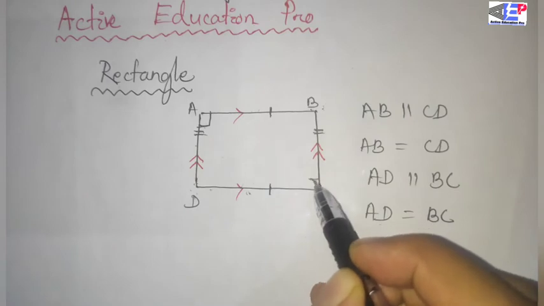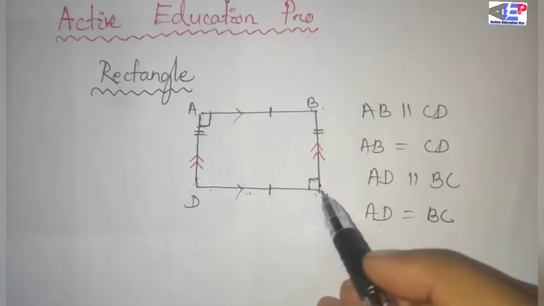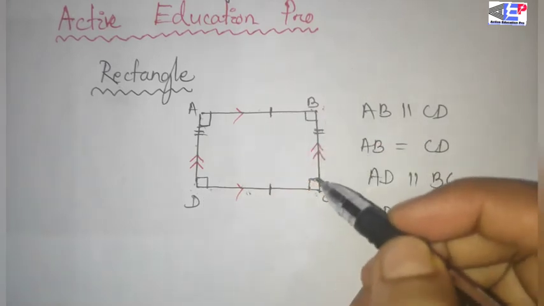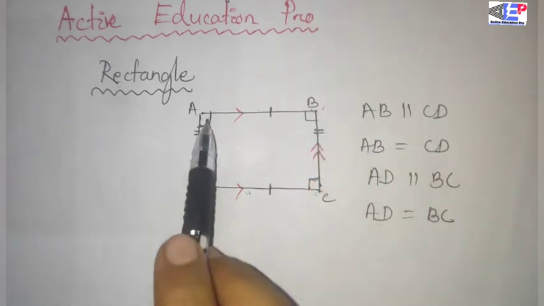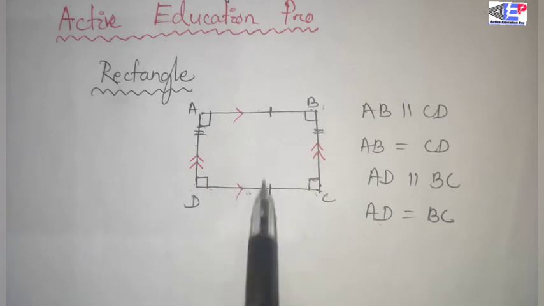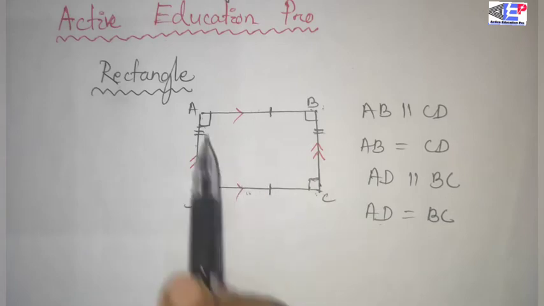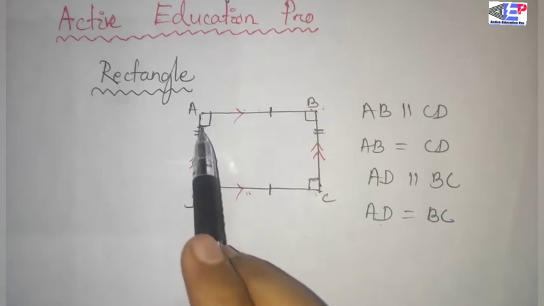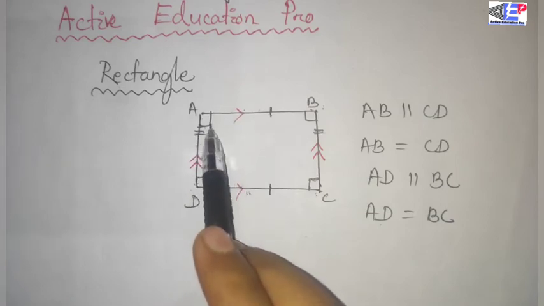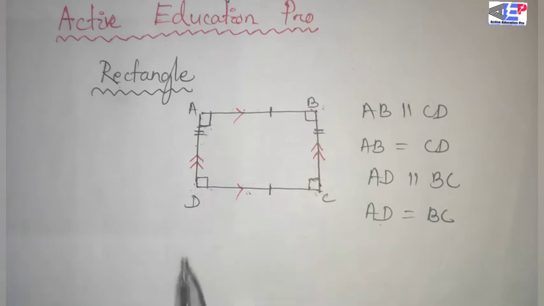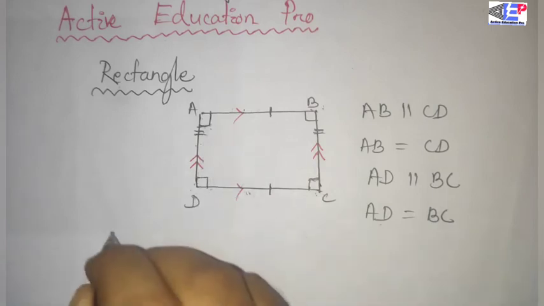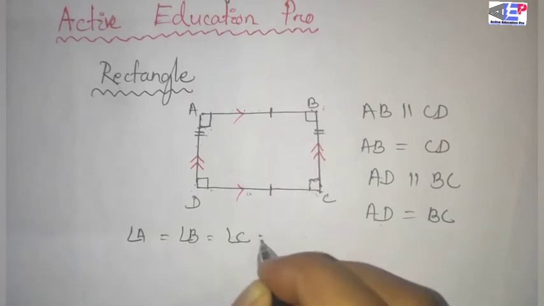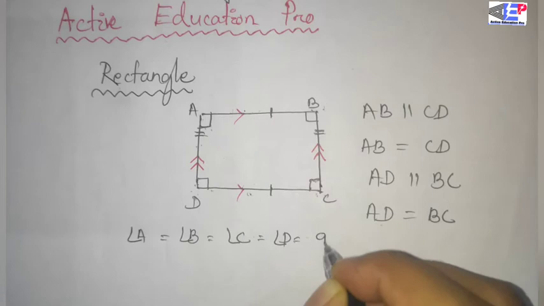Similarly, C is the opposite vertex of the quadrilateral. So here A and C both are right angles, and D and B are also right angles. So all the 4 angles of a rectangle are right angles. Adjacent sides of a rectangle meet at a right angle, make an angle of 90 degree. Okay, and opposite sides are same, as you know. So here you can write A is equal to B is equal to C is equal to 90 degree.